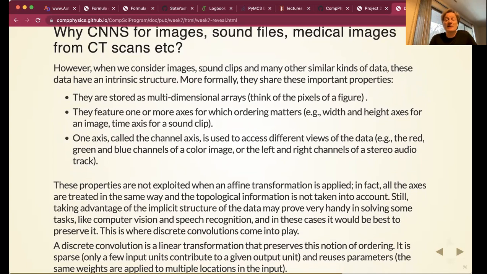When you consider an image and many other similar kinds of data, these data normally have an intrinsic structure. They often share some kind of common properties. They would typically be stored as multidimensional arrays. If you think of the pixels of a figure, like the MNIST dataset which we looked at when we were discussing the feed-forward algorithm, which we developed just some weeks ago, we had an image defined by 8 × 8 pixels. So we had 64 pixels in total.